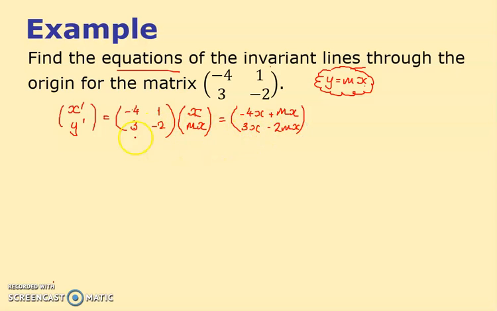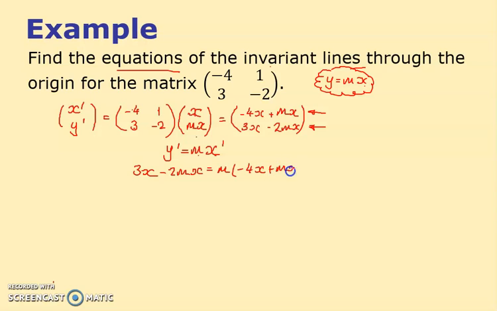Now remember what I said. I said this equation holds not only for the original point, but it holds my new point as well. So I can write y dash has got to equal mx dash. Remember, this is my x dash and this is my y dash. So what was my y dash? It was 3x minus 2mx. And that is equal to m times whatever x dash was. And x dash said minus 4x plus mx.